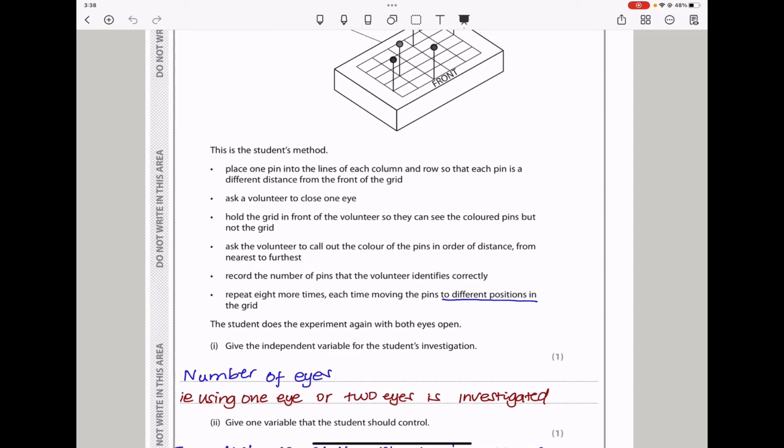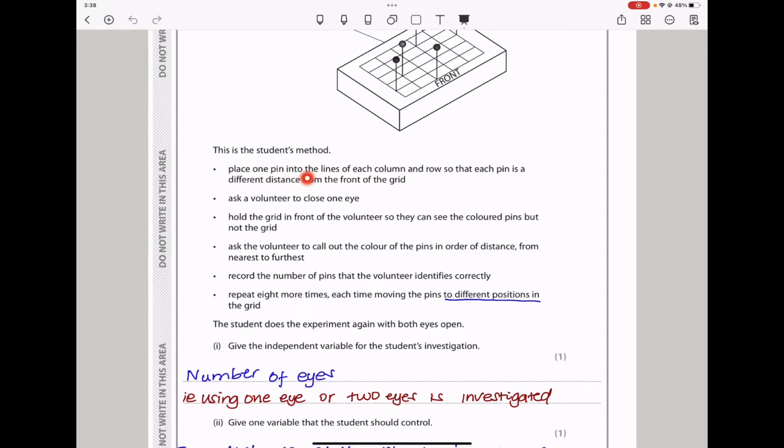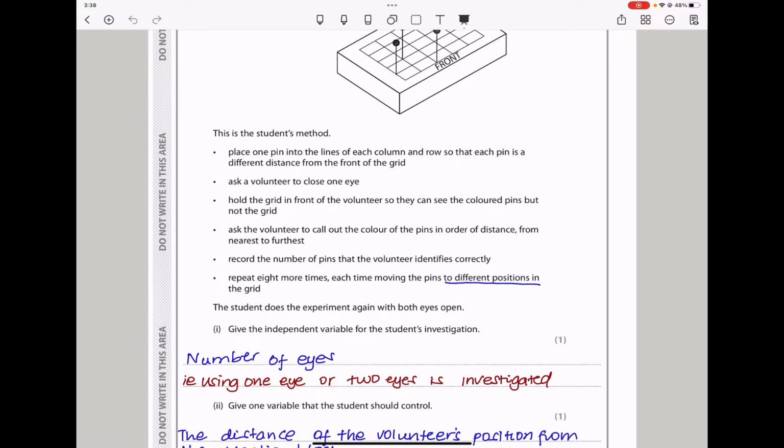So they say this is the student's method. Place 1 pin into the lines of each column so that each pin is a different distance from the front of the grid. Ask a volunteer to close one eye. Hold the grid in front of the volunteer so they can see the colored pins but not the grid. Ask the volunteer to call out the color of the pins in order of distance from nearest to farthest, and then record the number of pins that the volunteer identifies correctly. Repeat 8 different times, each time moving the pins to different positions in the grid.